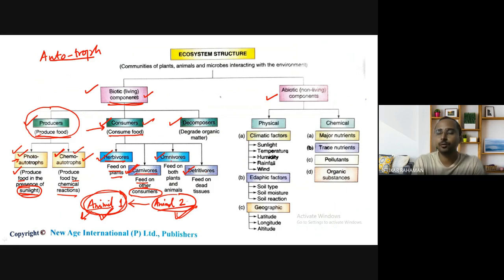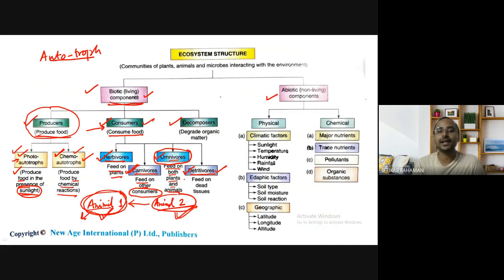Third category, omnivores. Omnivores are those animals who feed on both plants and animals. So they can eat animals, they can eat plants. For example, humans are omnivores. We eat plants and animals both. That means we are omnivores.